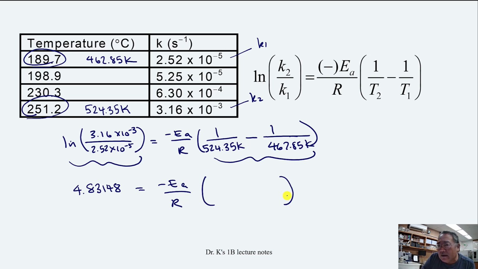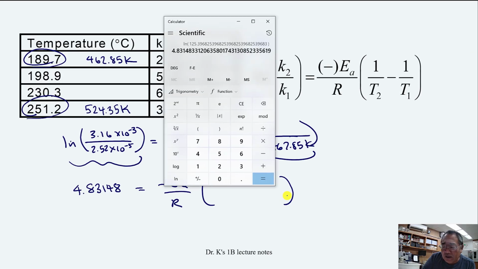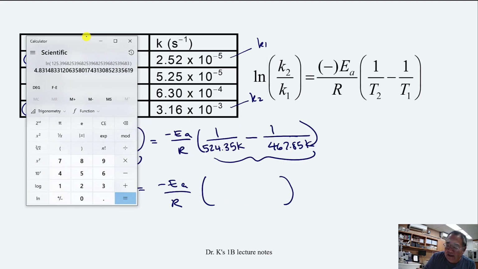And this is where students have problems with precision in calculations. In particular, I want to show you how I deal with it. So what I'm going to do is go 524.35, and then I'm going to inverse it. And I'm going to subtract 462.85, and then I'm going to inverse it. Now, the reason I'm telling you to do it this way is oftentimes people round the inverses of these numbers too much, just because it's inconvenient. Then I'll hit equal.